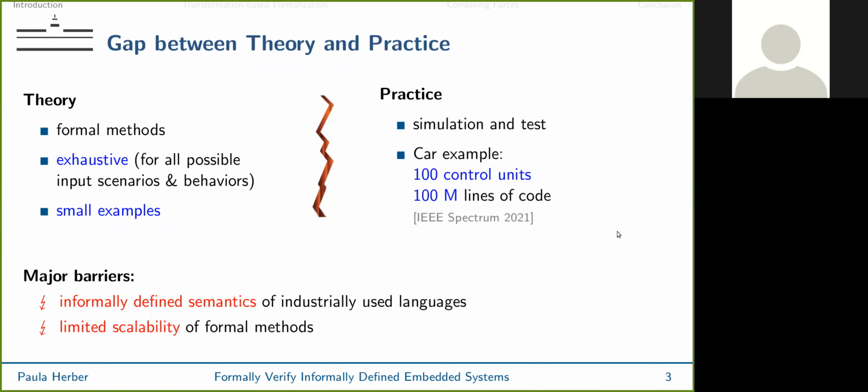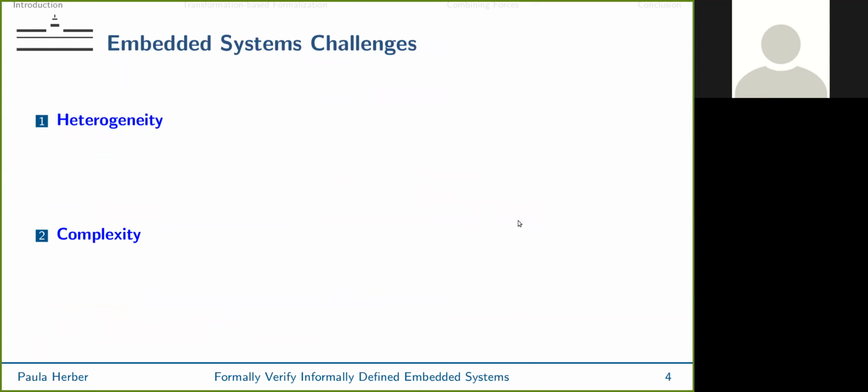And the main reason for this is that we have two major barriers preventing formal methods from being applied in industrial practice. One is that the languages that are used in industrial embedded system design are neither clearly understood nor formalized, so they only have informally defined semantics. And the second problem is that the scalability of formal methods is often limited. So to overcome these barriers is hard, in particular for embedded systems, because embedded systems pose two major challenges: their heterogeneity and their complexity.